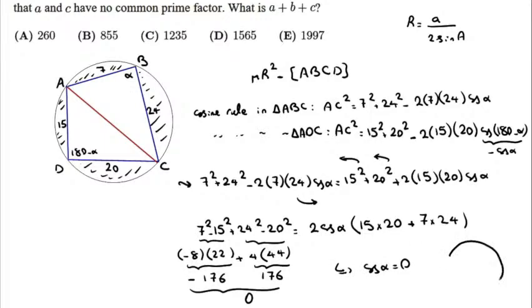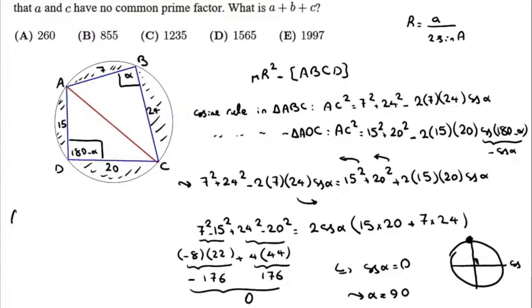If you pay attention to the unit circle, cos is this. So when cos is 0, it should be here. So alpha is 90. We've concluded that alpha is 90. Now, here, we conclude AC is the diameter.